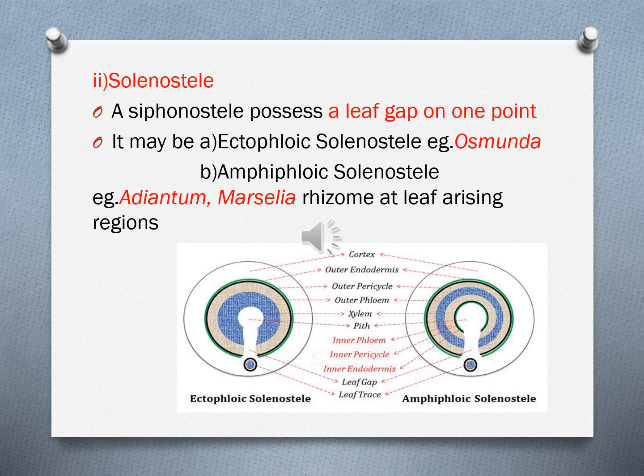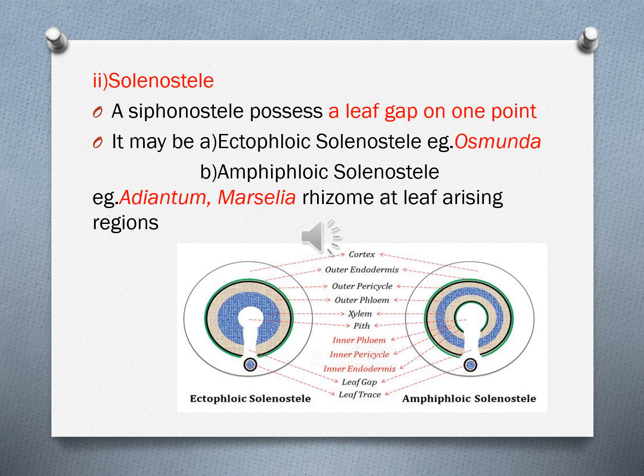Coming to solenostele, the second major type of stele. The leaf gap is a break in the vascular tissue of a stem above the attachment of a leaf trace. So, solenostele is nothing but a siphonostele with a single leaf gap. The solenostele is of two types: ectophloic solenostele, which is found in Osmunda, and amphiphloic solenostele, which is found in Adiantum and Marsilea rhizome at leaf arising regions.